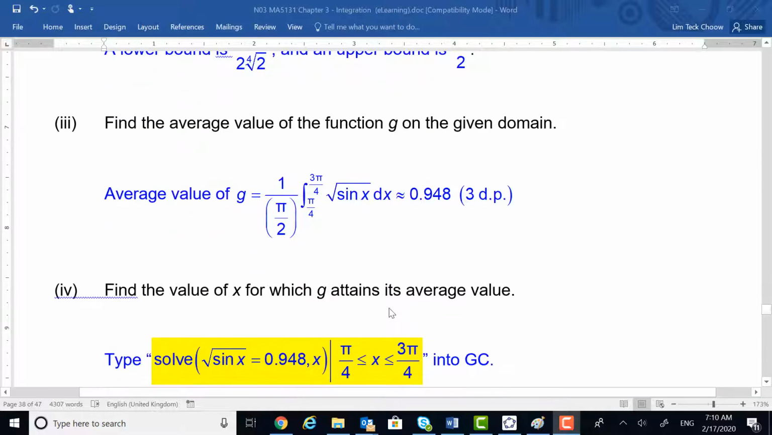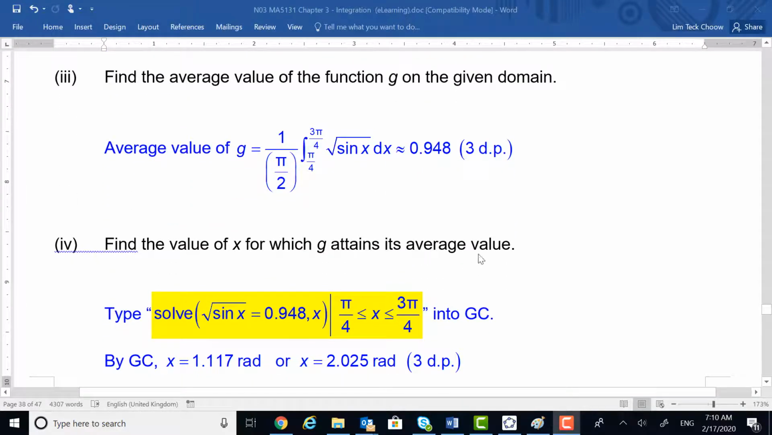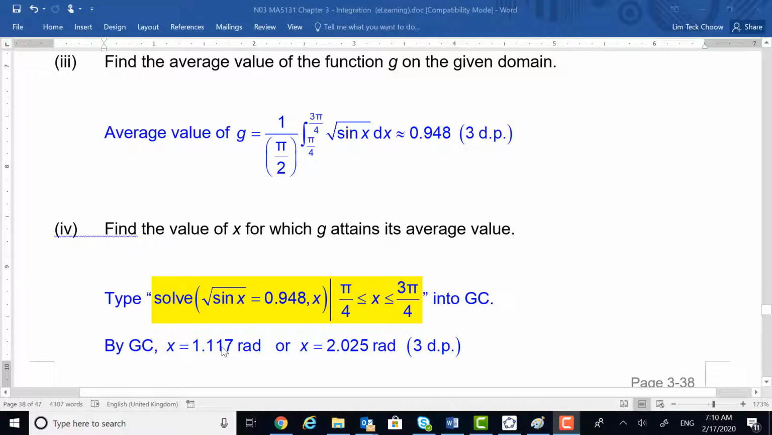And then in this case, to find the value of x that gives you the average value of g, you simply type into the calculator to solve this. This is your so-called f(c) or f(x), and this is equal to the average value that you found here. You tell the calculator that you want to solve for the unknown x over the interval. This is a vertical slash over the interval from pi over 4 to 3 pi over 4. You should stick this in so that it gives you the value of x that's within this interval. And then when you type it in, the GC gives you two values. Please learn how to use the GC, because you need this for the test and later on for the exam.